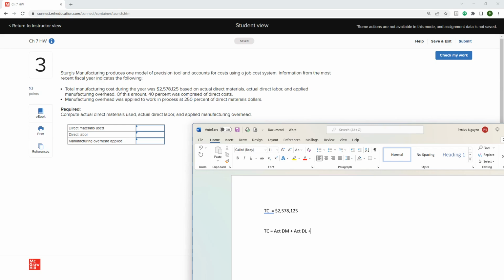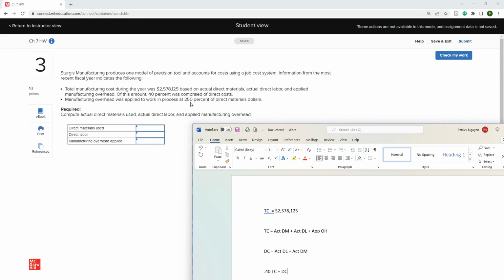It tells us that for the total manufacturing cost, 40% of that cost is direct cost. And so we know that direct cost equals direct labor plus direct materials. And we know that 40% of total cost, that would be 0.40 of total cost, equals direct cost. And finally, manufacturing overhead was applied at 250% of direct materials dollars.